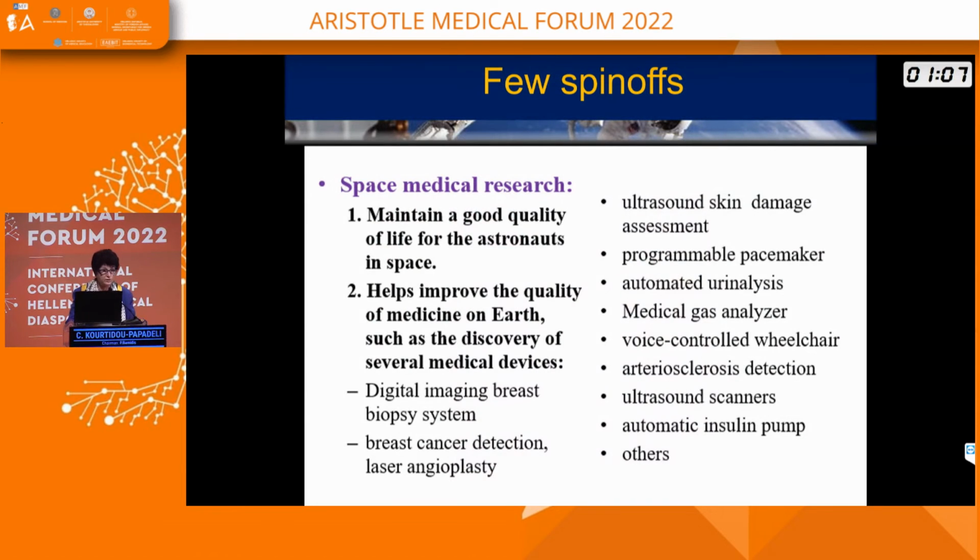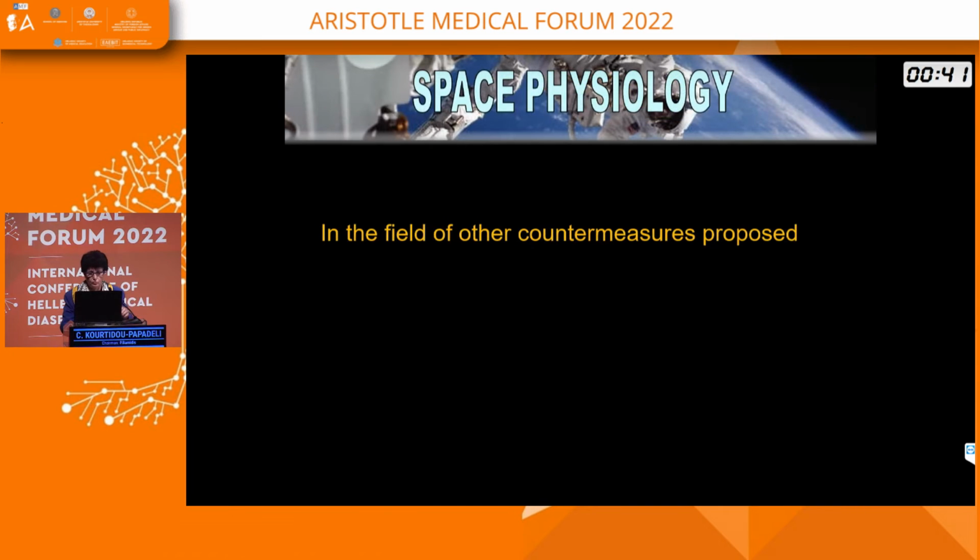Space medical research is very important to maintain good quality of life for the astronauts in space, but also improve the quality of life on Earth. And there are many devices that have been produced, developed to help astronauts, and then we use them to help us on Earth, like the automatic insulin pump, the pacemaker, the automated urine analysis and all that. I will not go into details.